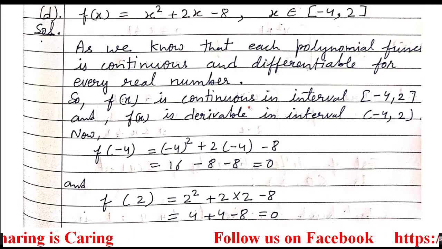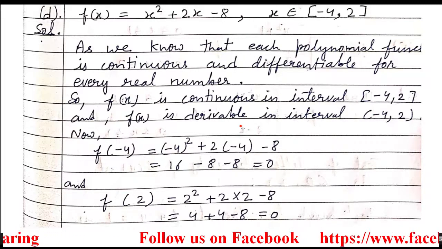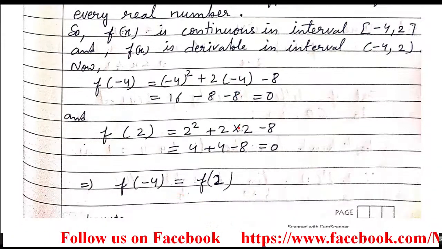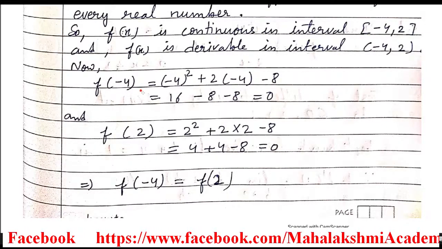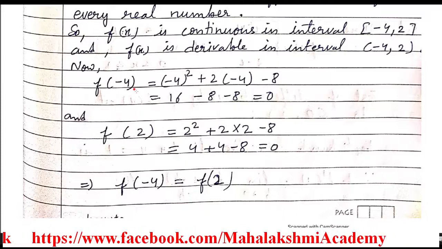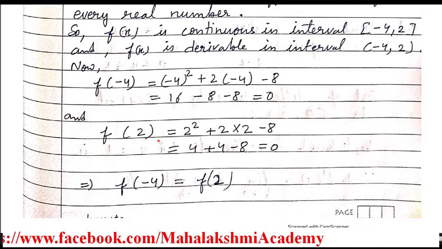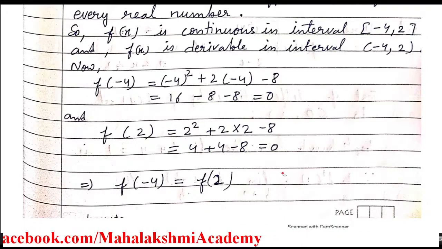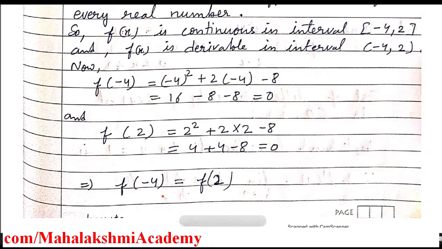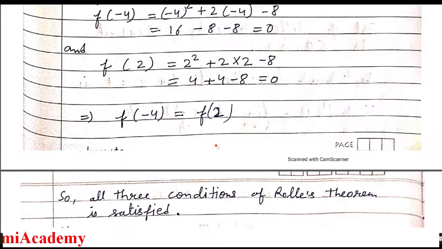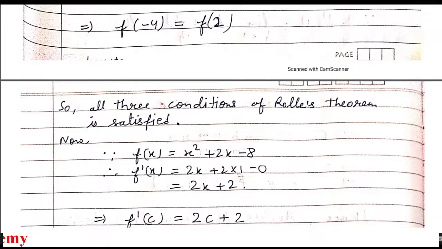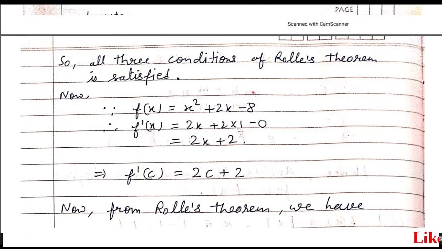So two conditions are satisfied. Now we move to the third condition, that is the function's value at the lower limit and the function's value at the upper limit. You can see that the function's value at the lower limit is 0 and at the upper limit is also 0. So the function's value at the lower limit as well as the upper limit is the same. So all three conditions are satisfied, and we move further.